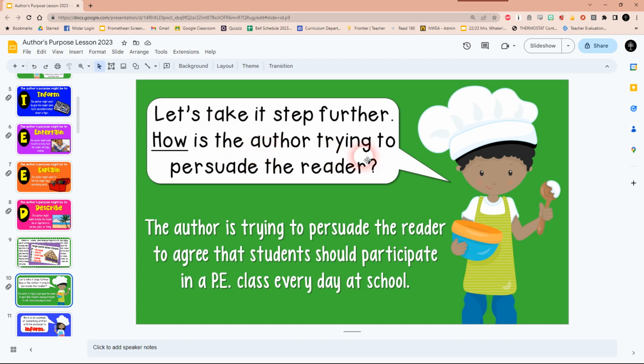Let's take it a step further. How is the author trying to persuade the reader? Well, we can answer it like this. The author is trying to persuade the reader to agree that students should participate in PE class every day. And he gave a bunch of reasons like getting more exercise and eating too much junk food and not having exercise after school or whatever the other reasons were.